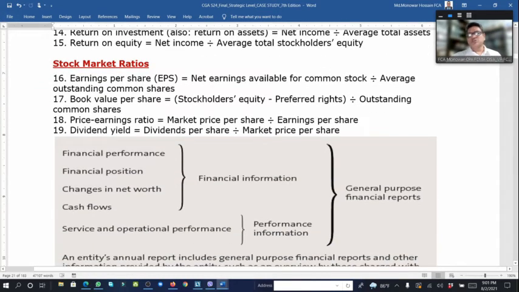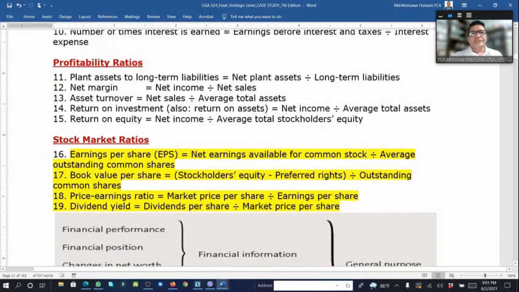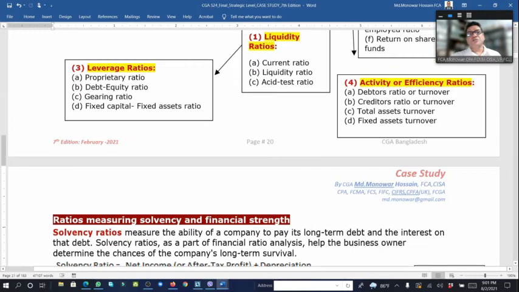A few ratios are stock market ratios. Look here, this is the common ratio for investors for decision making in the capital market. One is the EPS, sometimes book value per share, or price earning ratio, dividend yield, etc. is calculated here. So that type of ratio we have to calculate.